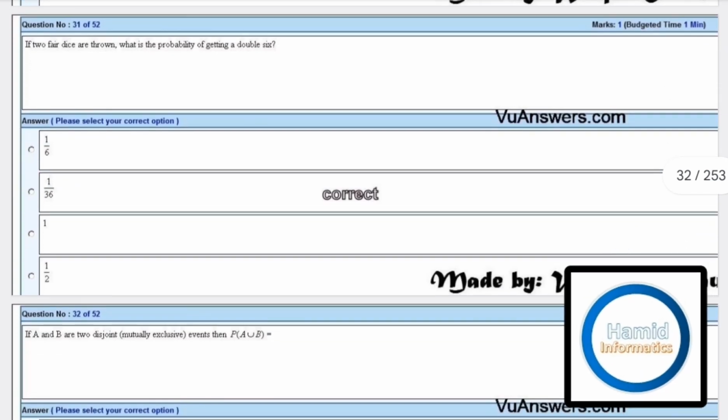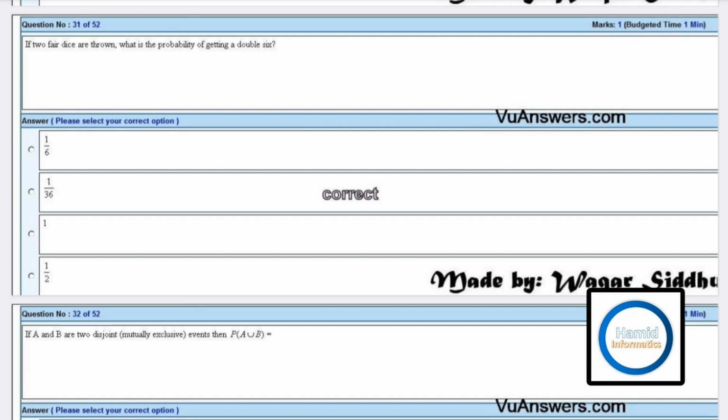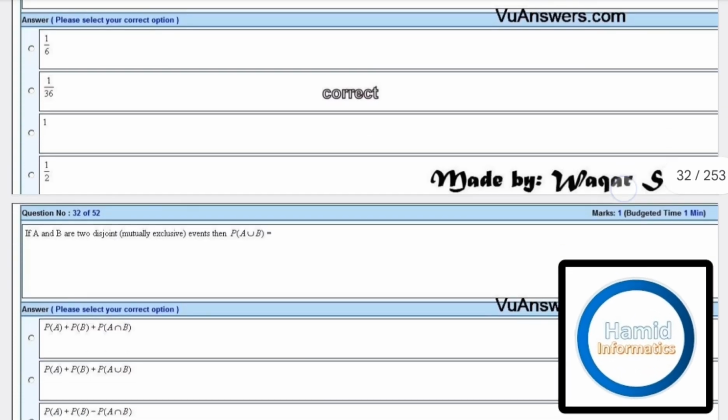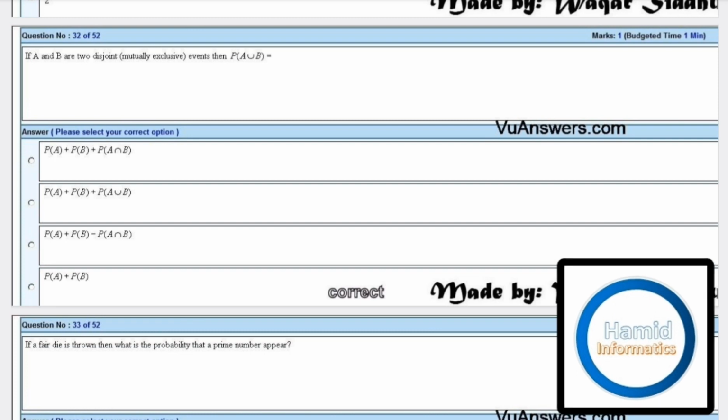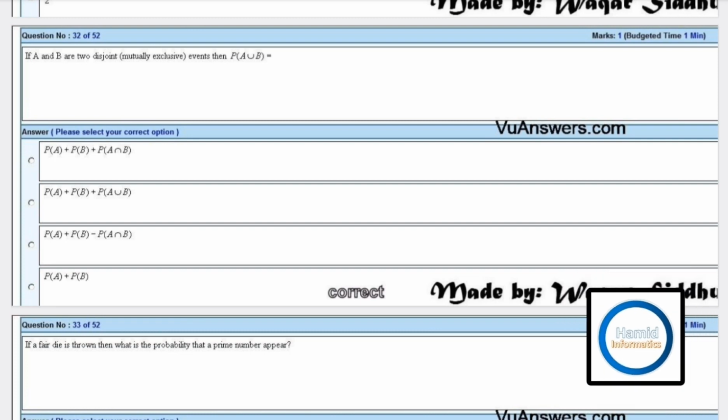Next question is if two fair dice are thrown, what is the probability of getting a double 6? Answer is 1 by 36. And if A and B are two disjoint mutually exclusive events, then P of A union B is equal to, answer is P of A plus P of B.